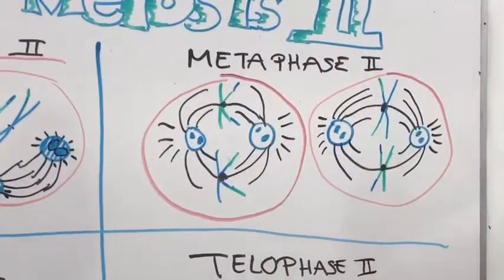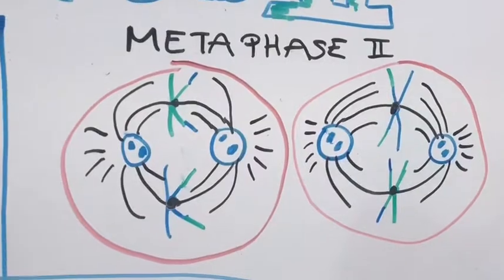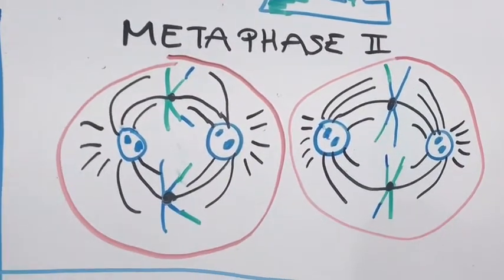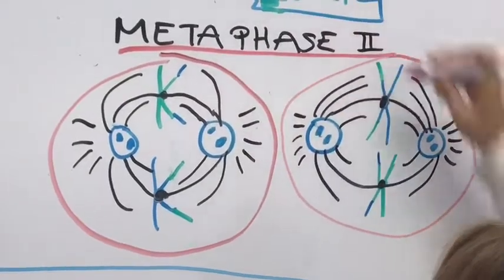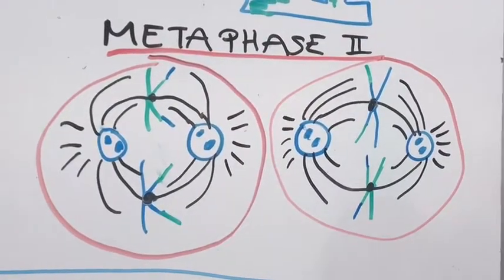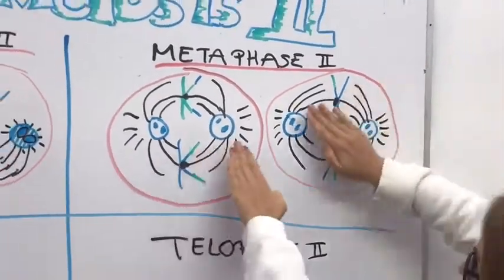During metaphase 2, the spindle fibers attach to the centromere of each pair of sister chromatids, which start to pull gently to align the sister chromatids at the equator. Spindle fibers connect each centromere to both poles.